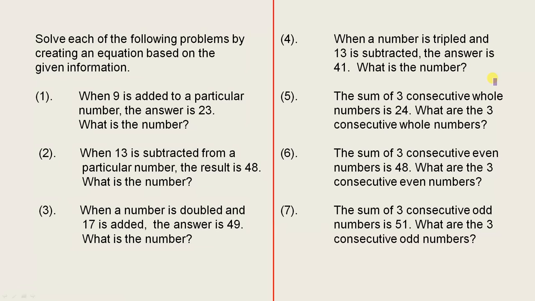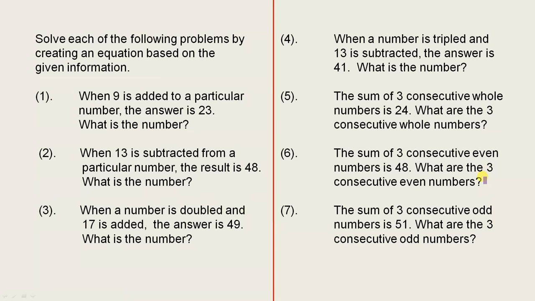Number 5, the sum of 3 consecutive whole numbers is 24. What are the 3 consecutive whole numbers? Now, an example of 3 consecutive whole numbers is something like 2, 3, 4. Certainly they are not the answers, but that just gives you an idea of what we mean by 3 consecutive whole numbers.